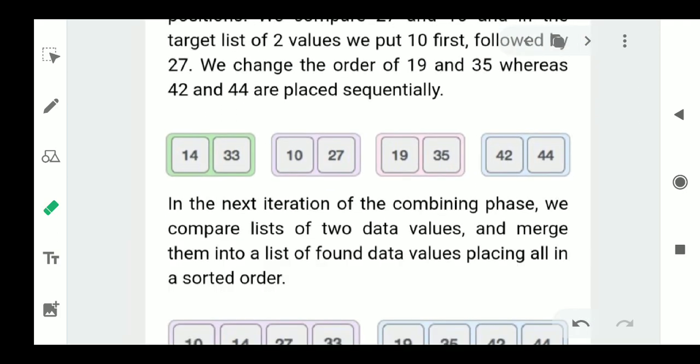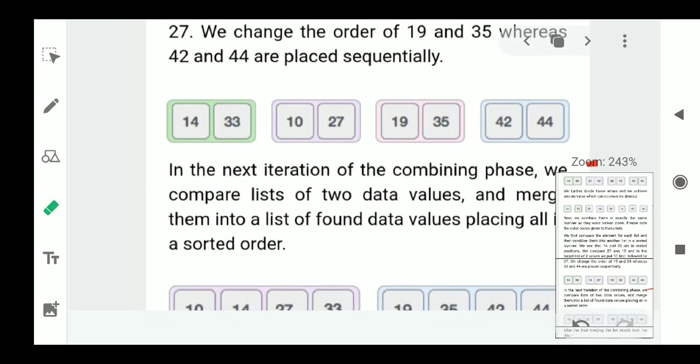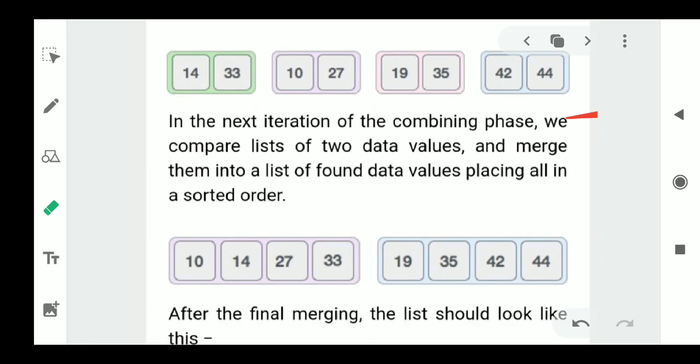Now, after comparing the elements, we have got these lists. Now what we will do is compare these first two lists, and then compare the next two lists. Like that we can compare. In the next iteration, this is nothing but the combining phase. We compare two lists and make them into a single list. How we are going to do that, we will see now.